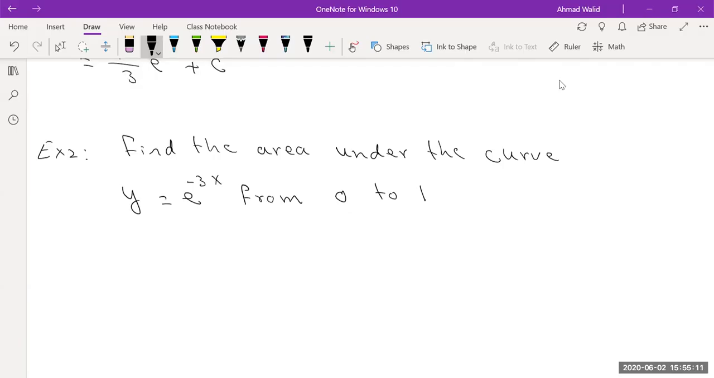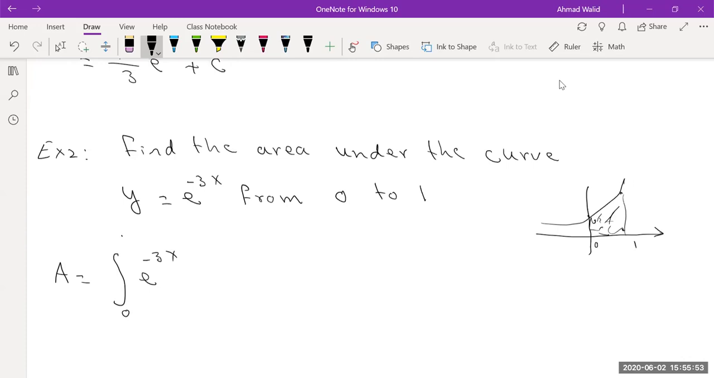Find the area. What is area in calculus when you are looking for the area under the curve? For example, if I draw this problem for you, you have e to the power of negative 3x. Let's say this is the graph, right? You are looking for the area from 0 to 1, this area. How to find this area? Area for us in calculus means look for the integral of this given function, correct? The area is equal to the integral of e to the power of negative 3x from where to where?